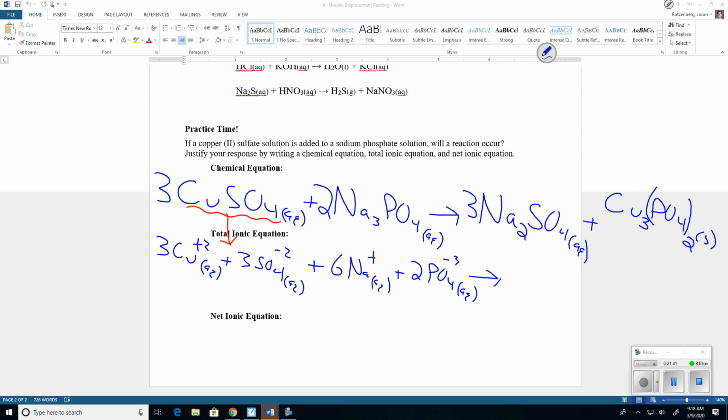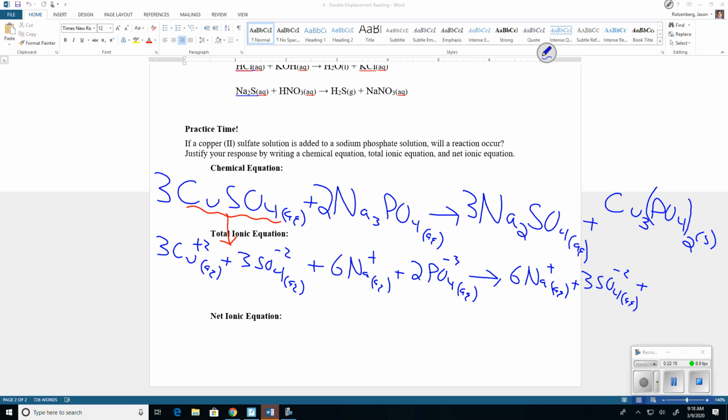Please remember to include the correct charges. Sodium's a +1. You don't have to actually write down the 1. Phosphate is a -3. Once again, on the product side here, I have 6 of the Na+, and I have 3 of the sulfate. But then we get to that last product in this problem.